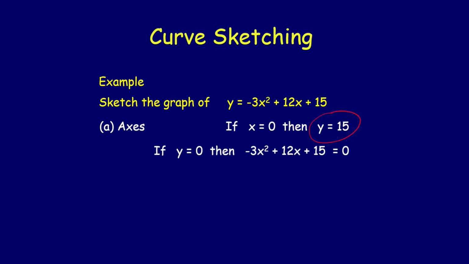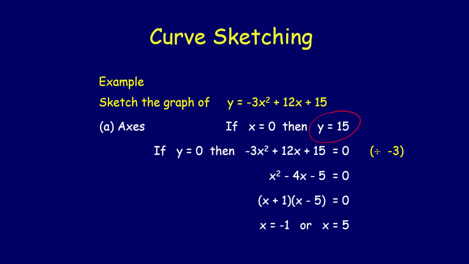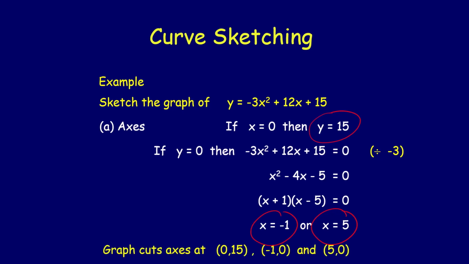Then if y equals 0, if you substitute y with 0 in this function, you'll get negative 3x squared plus 12x plus 15 equals 0. And this will give you where the curve cuts the x-axis. This one is a quadratic equation, so to solve it, you simply divide everything by 3. And you know how to solve a quadratic equation. You simplify it, and when you simplify, you factorize, and you'll get these two solutions. So the curve cuts the x-axis at x equals negative 1 and x equals 5.